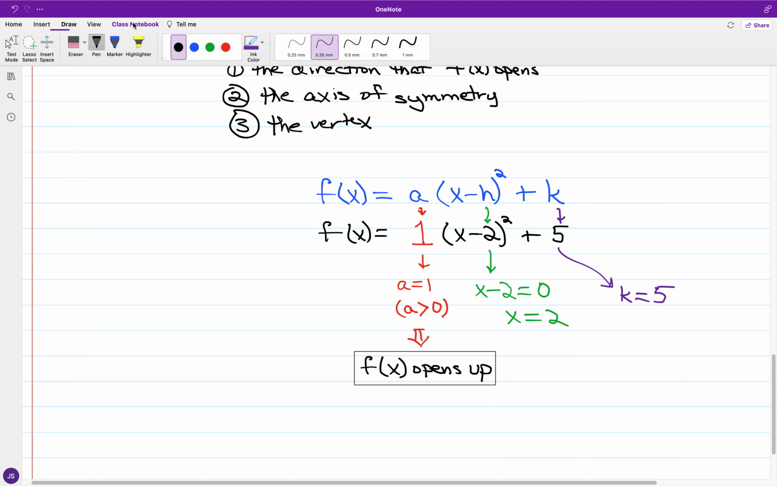Now for the axis of symmetry, we had arrived, from having the representation of x minus h, with x minus 2 set equal to 0, at x is equal to 2. And for the axis of symmetry, I'm just going to use AOS for short. The axis of symmetry is x equals h, and that's going to translate to x is equal to 2.